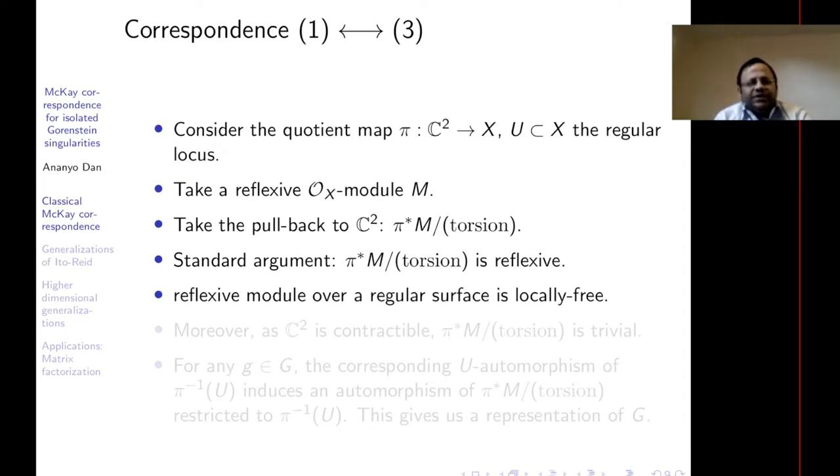need to be over a surface, over a regular variety, it is locally free on a complement of codimension at least 3, which means that if you take a regular surface, it is going to be locally free because there is nothing of codimension 3. And since C2 is contractible, this reflexive module, this vector bundle, is actually trivial.